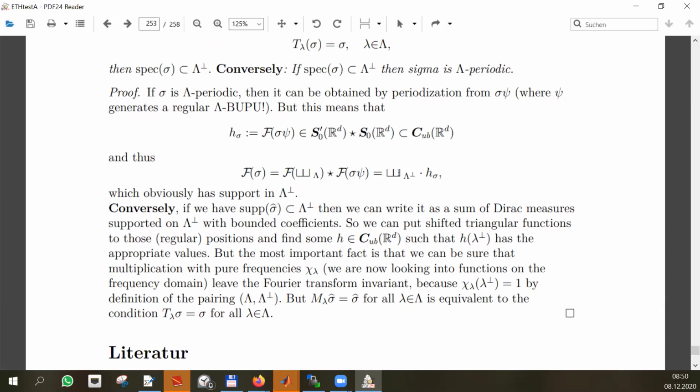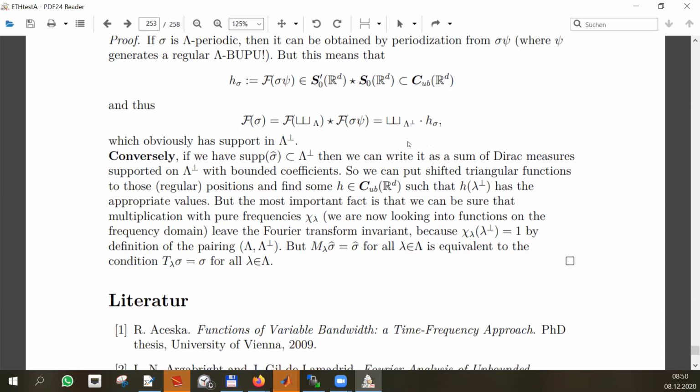But now I can go in the opposite direction, and I think that was worth the effort. You have observed that the Fourier transform of your sigma is supported on such a lattice. And then, of course, by what we have already shown in the previous proposition, it has to be a sum of amplitudes, so a sum of Diracs. Now, if you multiply your sigma hat, remember, this is a sum of Diracs with certain pure frequencies, which are taken from the original lattice.